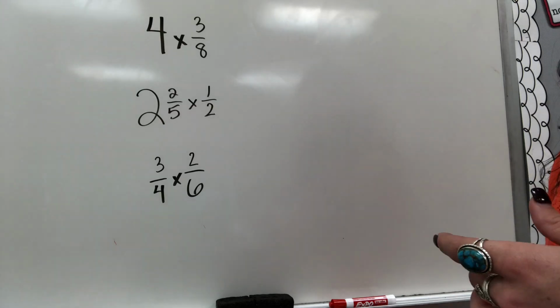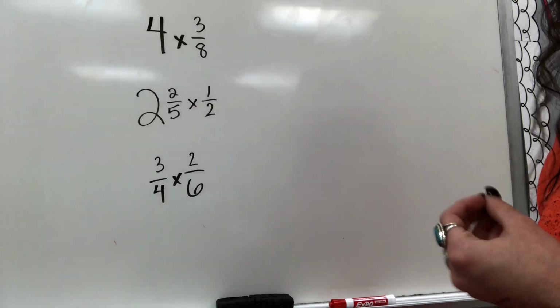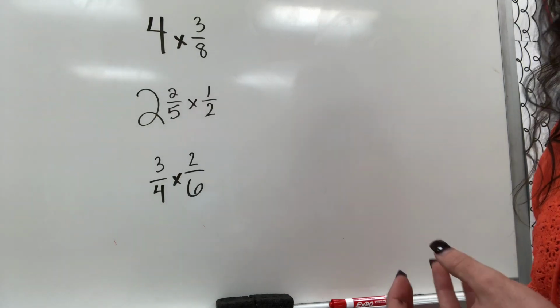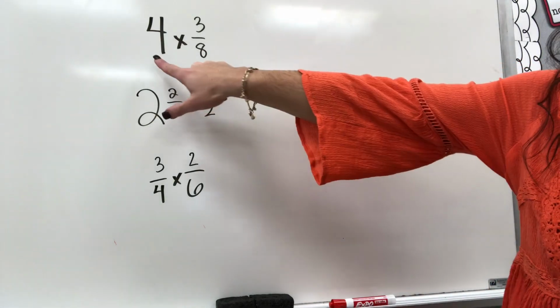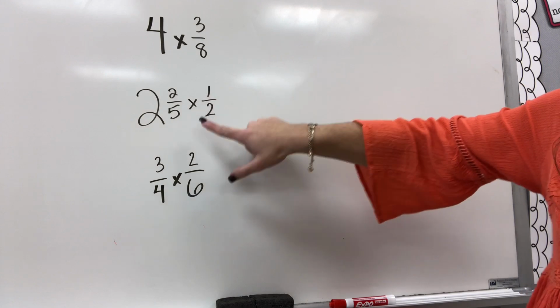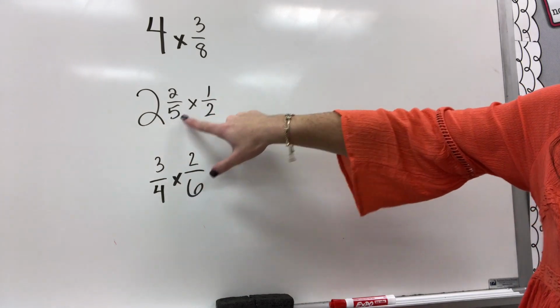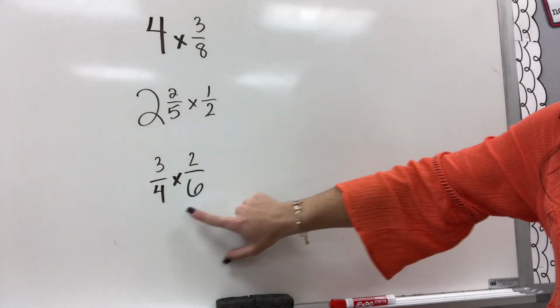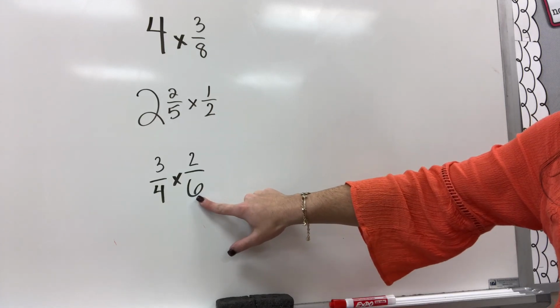In this video, we're going to look to see how to perform the standard algorithm when multiplying fractions. So our first example, we have a whole number times a fraction. Our second example, we have a mixed number times a fraction. And our third example is a fraction times a fraction.